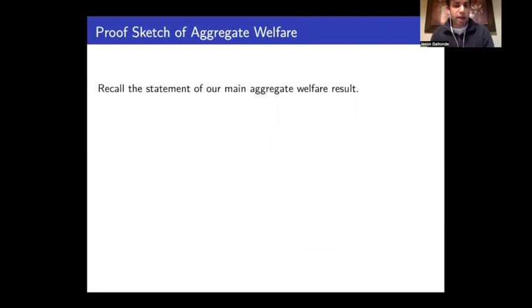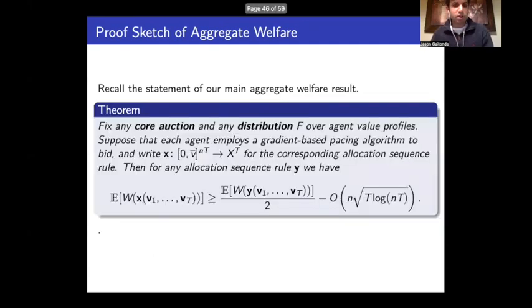And so with the remaining time, what I want to do now is just give a brief proof sketch of the first result I showed you, which is this aggregate welfare result. So let's recall the statement of this result.